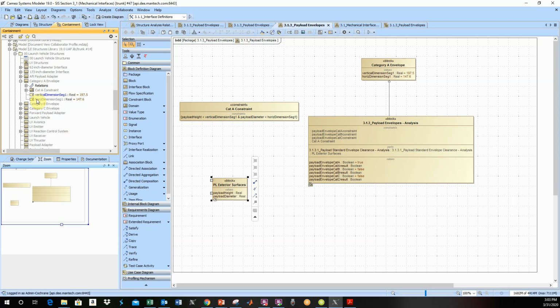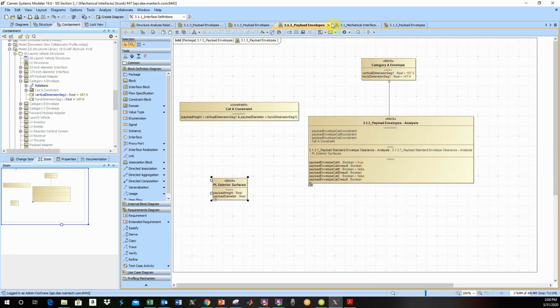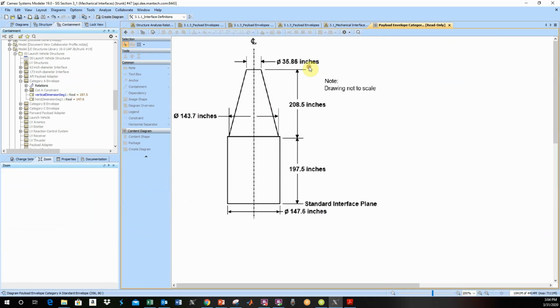I added two value properties, one which is the vertical dimension of the category A envelope in inches, although they didn't have inches, so I just used real numbers. That's 197.5, and the horizontal dimension of 147.6. Because if you look at the requirement diagram and look at the payload envelope, there's the 197.5 and there's the 147.6.